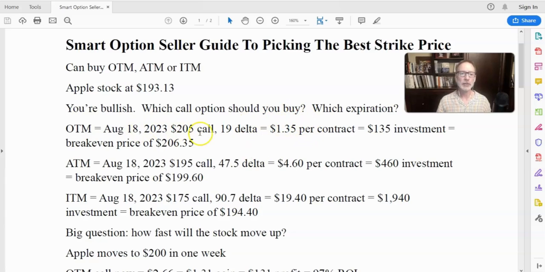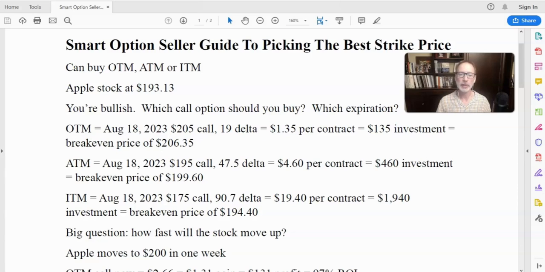Now, these August 205 calls have a 19 delta, and it costs $1.35 per contract, which is a $135 investment on your part, okay? The break even, if you're going to hold the trade until expiration, is that Apple has to move to $206.35. How do we figure that out? You take the 205 call and you add the option price to it, which would be $206.35.